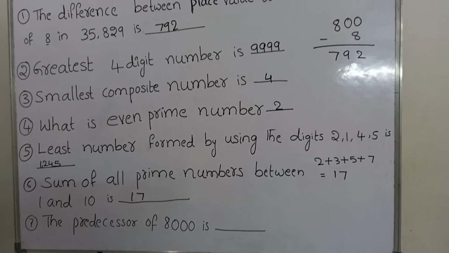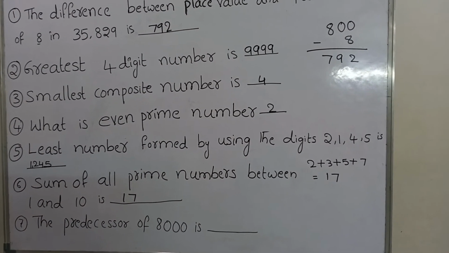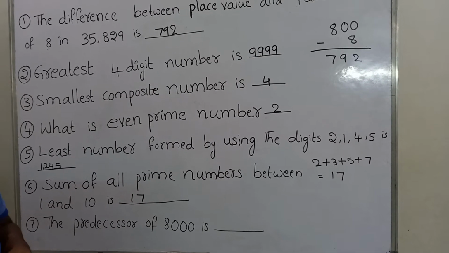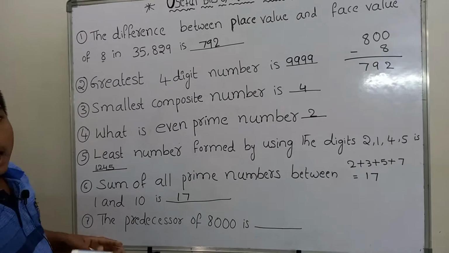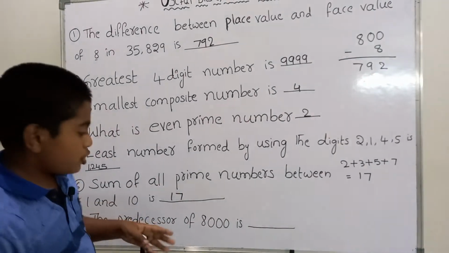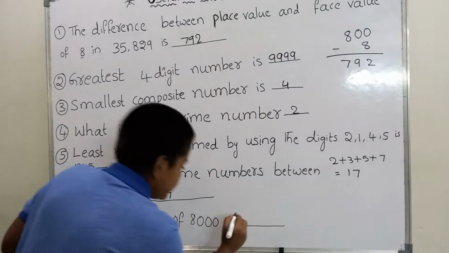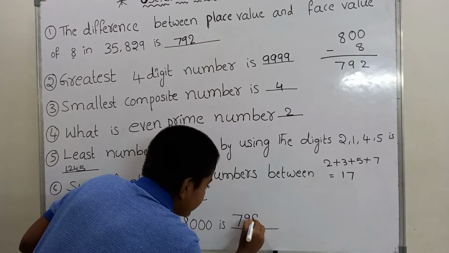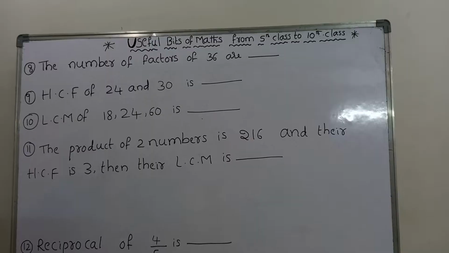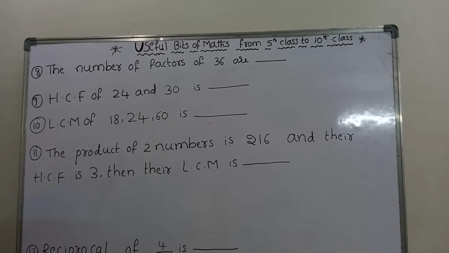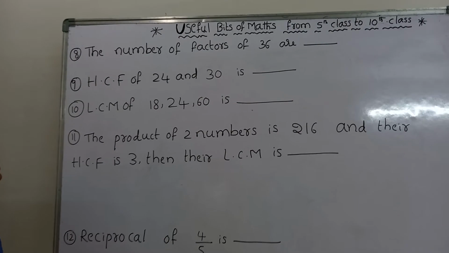And next, the predecessor of 8000 is. The predecessor is the number before the given number. So the number before 8000 is 7999.